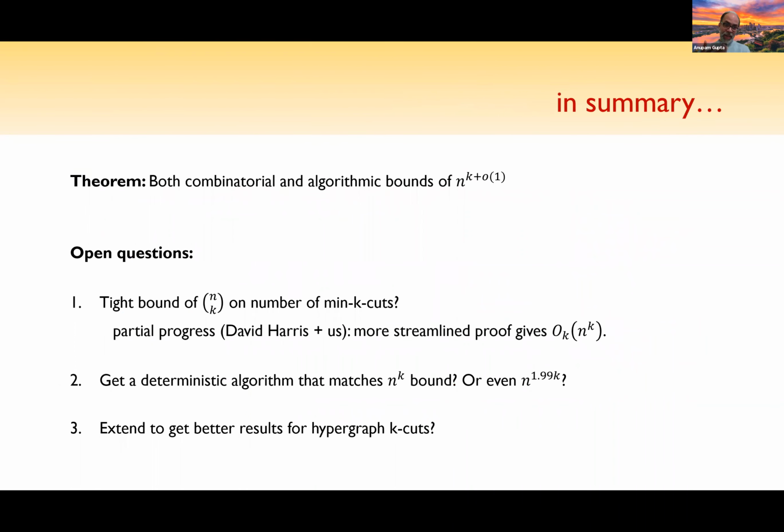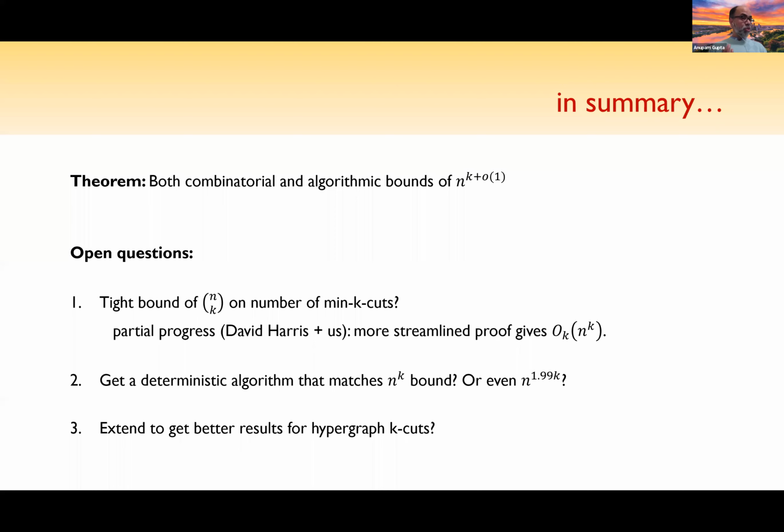So let me wrap up. The theorem that we saw was that the number of minimum k-cuts in the graph is something like n to the k plus order 1. And you can find them in the same amount of time as well. Here I'm assuming that k is a constant, by the way. In all these things, I'm assuming k is a constant or a large constant. I can make it go as fast as about log n-ish, but beyond that, things are a little different.